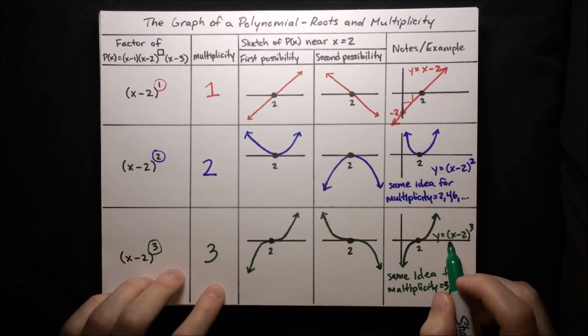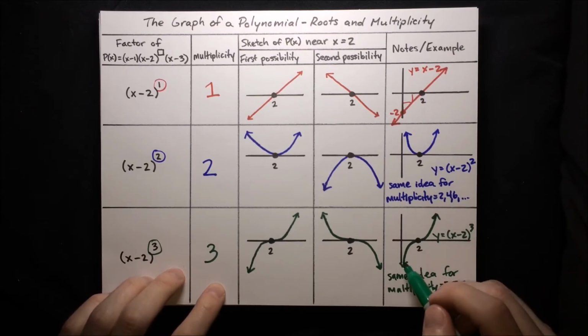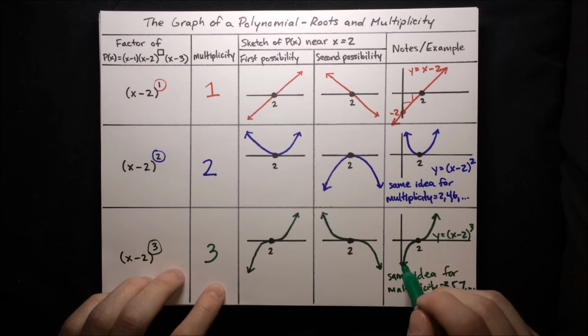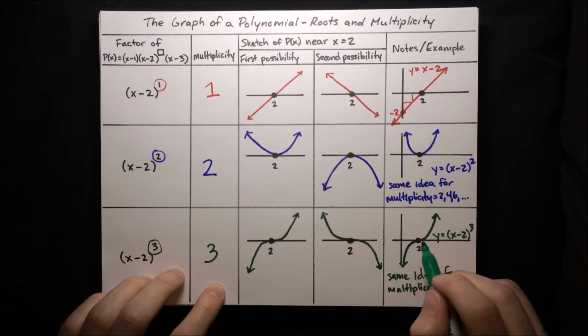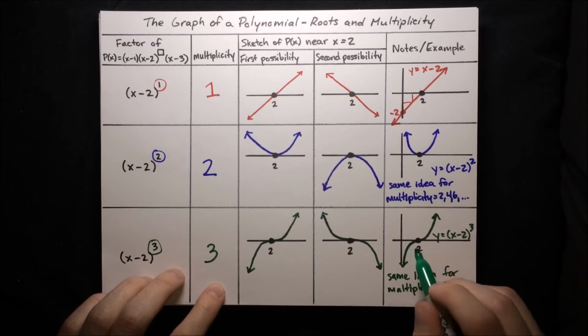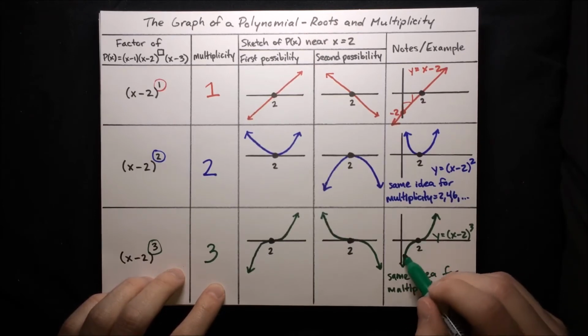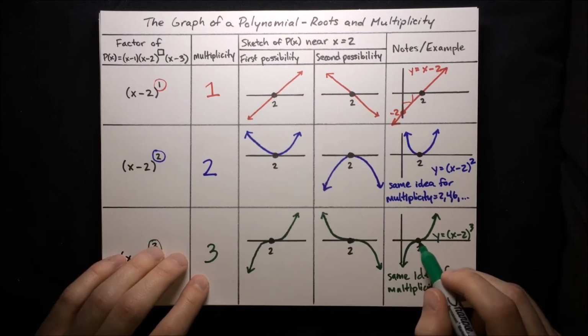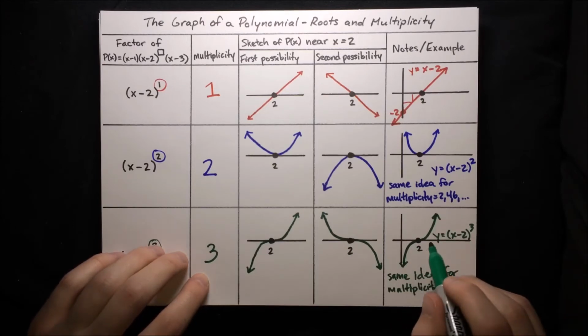The reason for that is because if you have x minus 2 raised to some odd power, it's always going to have this general shape, kind of like a cubic. As the power increases, it'll just get even more flat at the root itself, but it'll still have that same idea of approaching the root, getting flatter, and then going through the root, and then going back to its original upward climb after being flat.